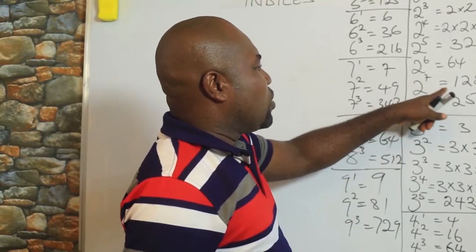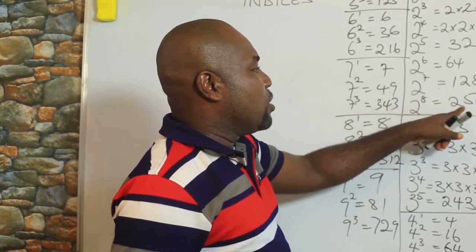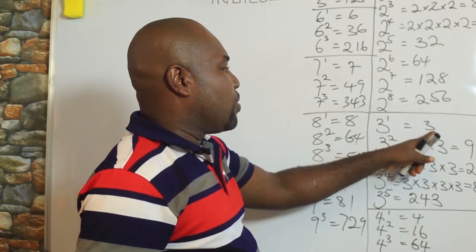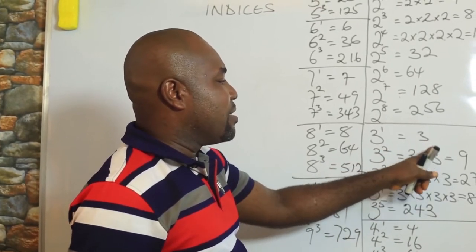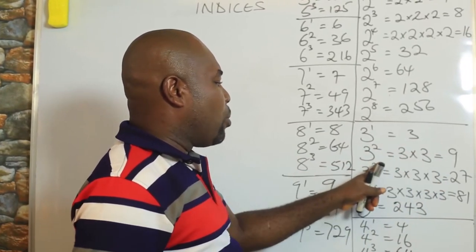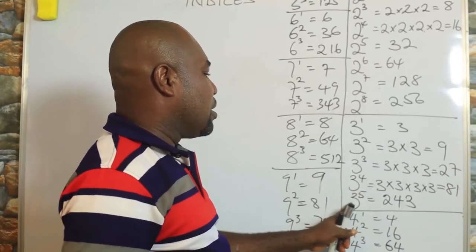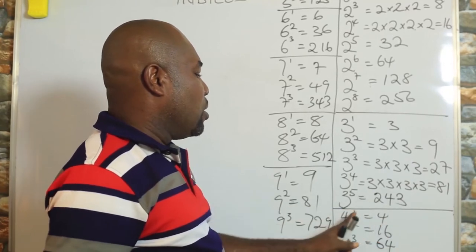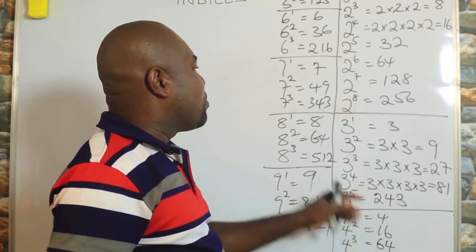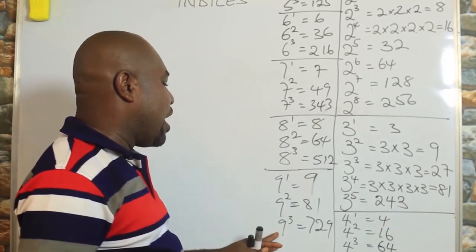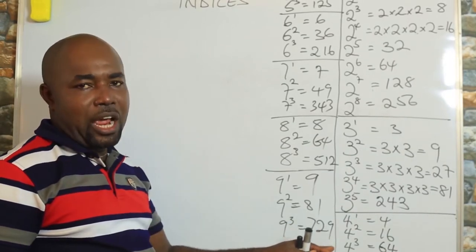2 raised to power 7 is 128. 2 raised to power 8 is 256. 3 raised to power 1 is 3. 3 raised to power 2 is 9. 3 raised to power 3 is 27. 3 raised to power 4 is 81. 3 raised to power 5 is 243. 4 raised to power 1 is 4. In that order until you get to 9 raised to power 3, which is 729.